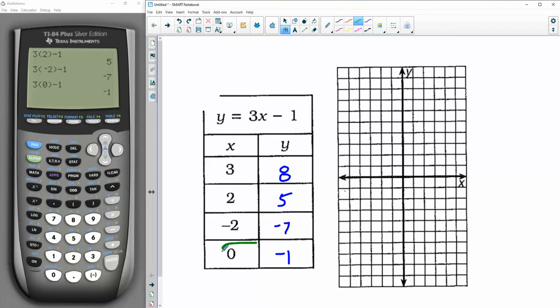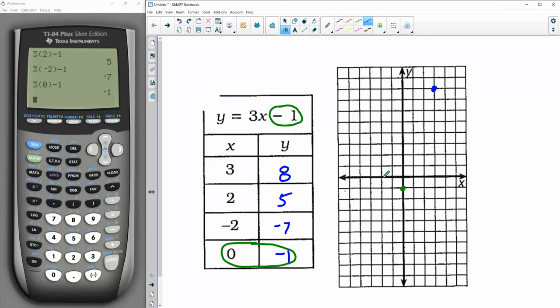Which, by the way, your y value when x is 0 is called our y-intercept. So there's 0, negative 1. Let's plot these other points, though. 3, 8. 3 to the right, 1, 2, 3, 4, 5, 6, 7, 8 up.